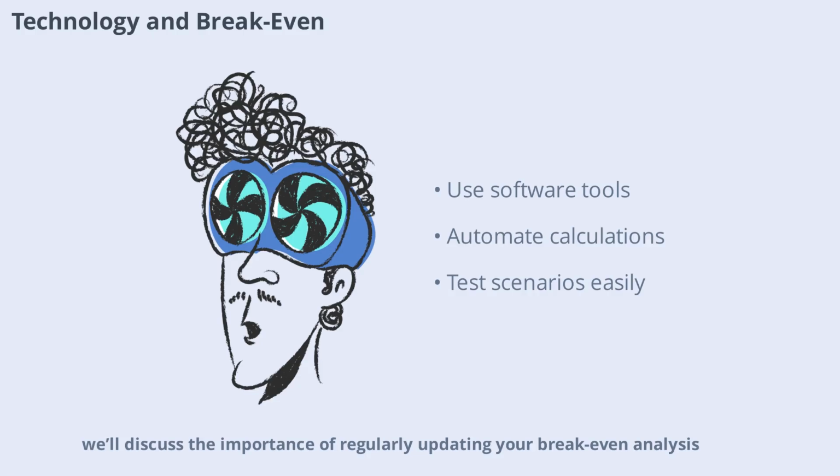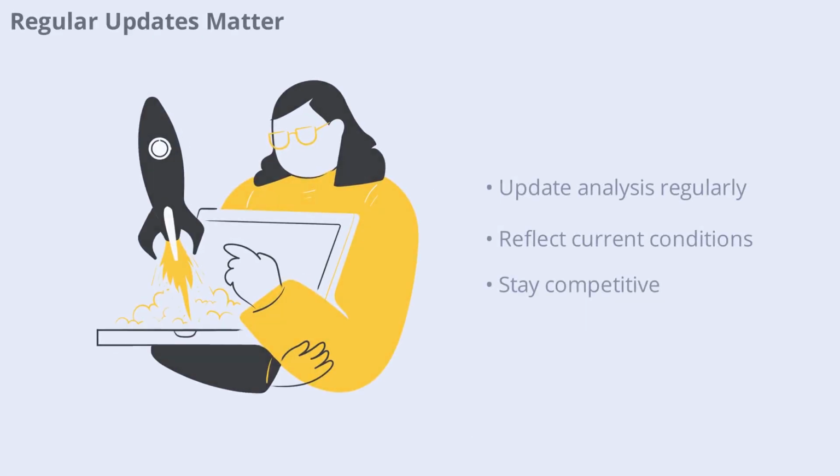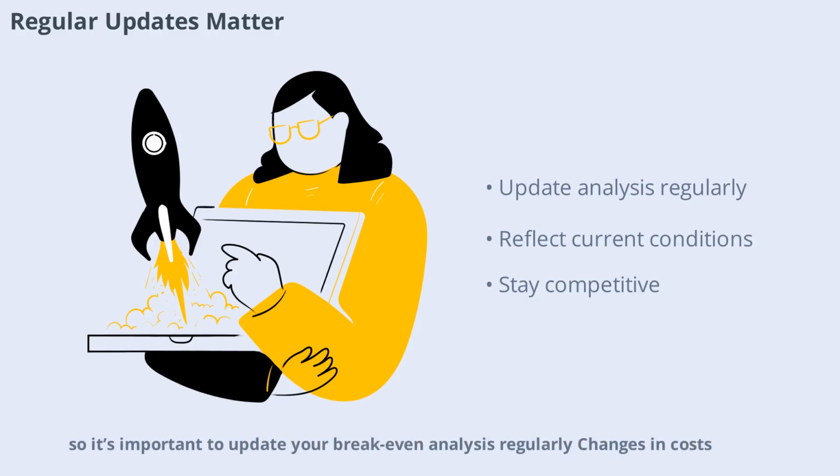In the next scene, we'll discuss the importance of regularly updating your break-even analysis. Business conditions change, so it's important to update your break-even analysis regularly. Changes in costs, prices, or sales volume can all impact your break-even point. By keeping your analysis current, you ensure your decisions are based on the latest information. This proactive approach helps you stay competitive and profitable.